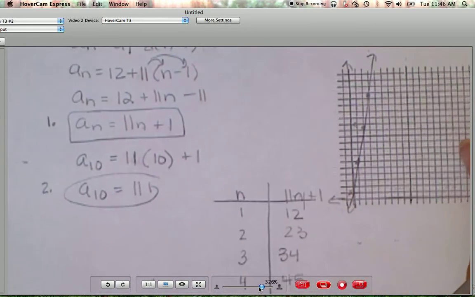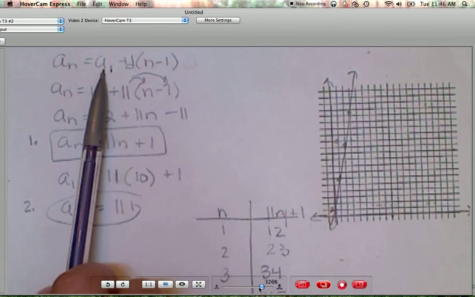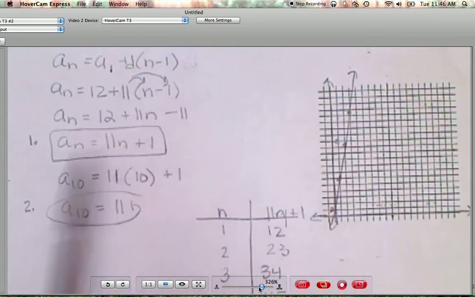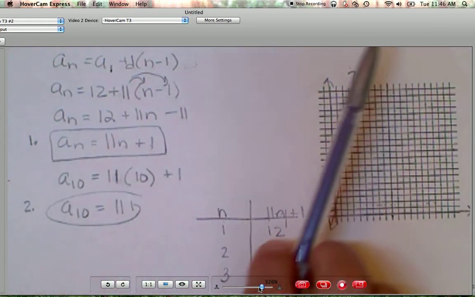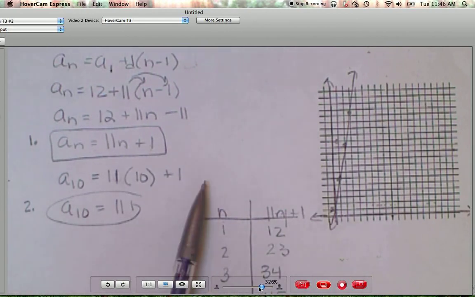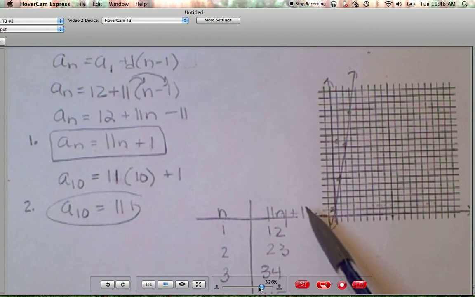So 3 things. Write an equation for the nth term by plugging in just your first term and your common difference. Leave the n alone. Leave it in there. Simplify it. Once you want to find the 10th term, you just plug the 10 in each time you see an n. And then if you want to make a table of values to find your first 5 terms and graph them, then you can do that.